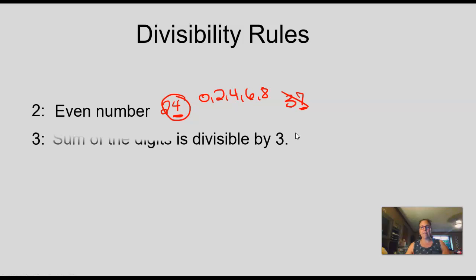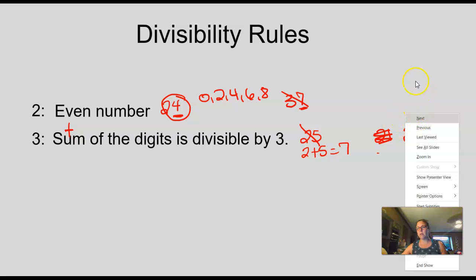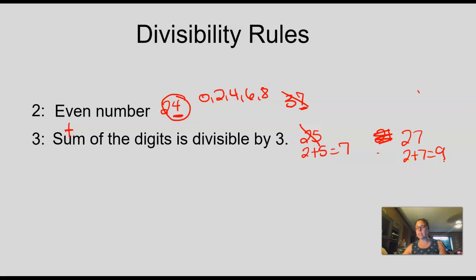All right, the number 3. The sum of the digits is divisible by 3. Sum means addition. You're going to add. So, for example, the number 25. If you add these digits, 2 plus 5 equals 7. Well, 3 does not go into 7 evenly. 3, 6, 9. So that would be a no. Let's do a different one. 27, 2 plus 7 is 9. 3 goes into 9. So yes, 27 is divisible by 3.